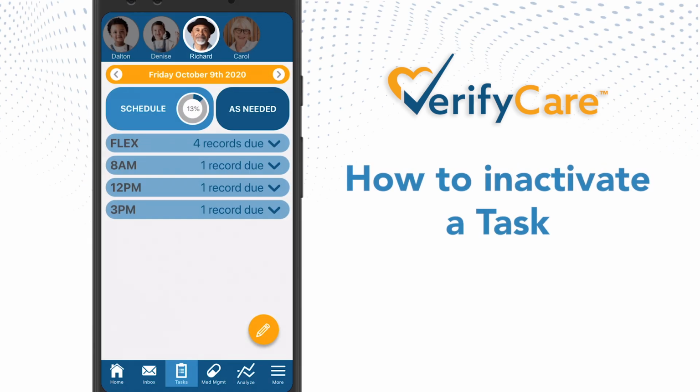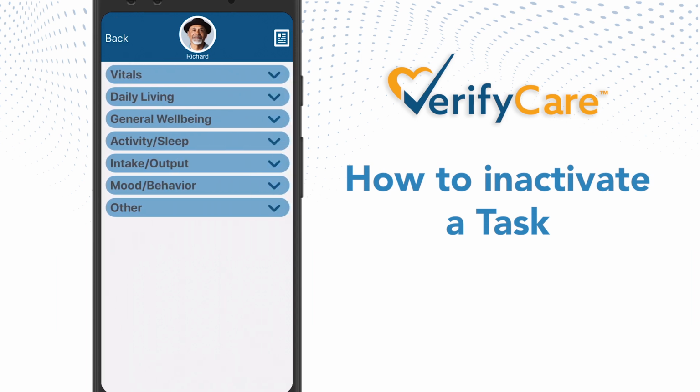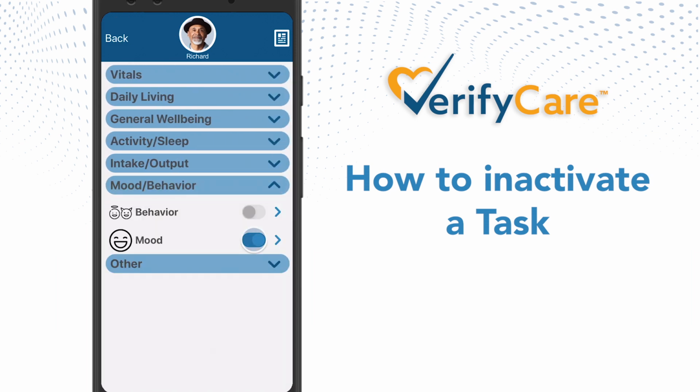How to inactivate a task. To mark a task as inactive, tap the pencil icon to display the task categories. Locate the desired task and turn the toggle off to mark it as inactive. Preset tasks cannot be deleted. This is so there is a record kept of the last used parameters for this task if ever needed to be reactivated. A task can be reactivated with new parameters at any given time.